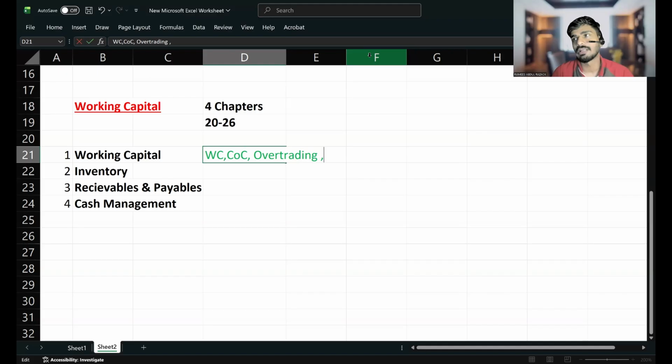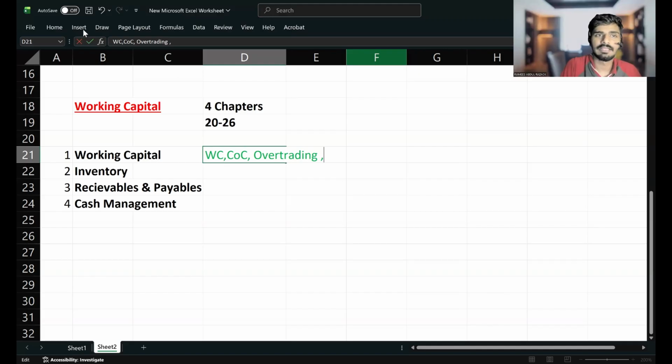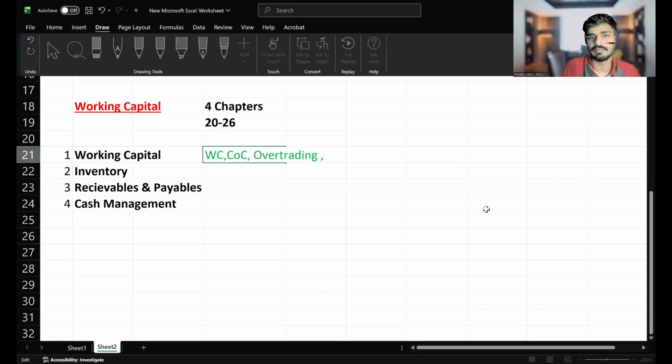That is because our current liability is increasing. In the current ratio and quick ratio, our denominator is current liability. Current liability is going to increase if it is overtrading. Then definitely the current ratio and quick ratio are going to fall.